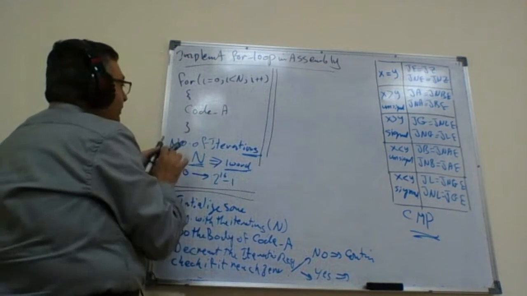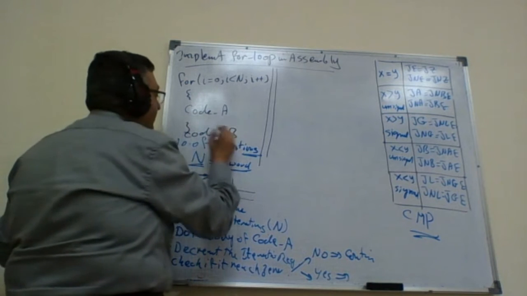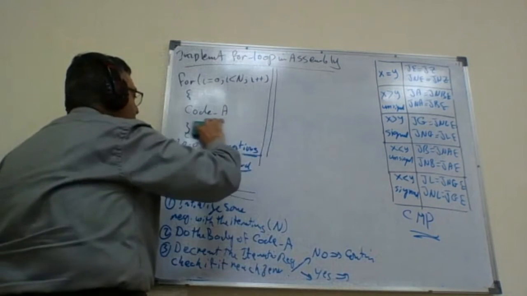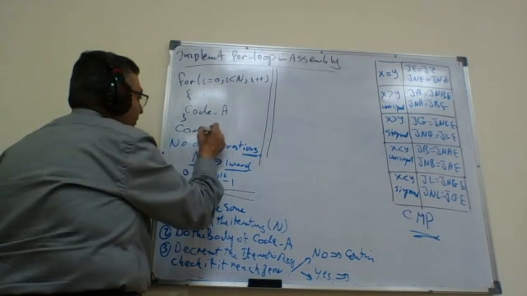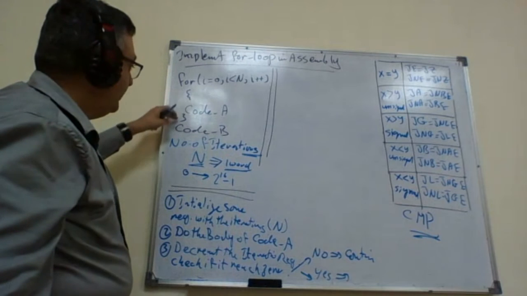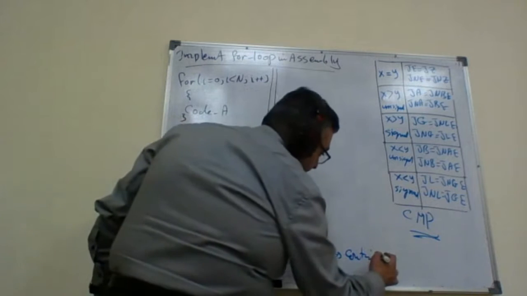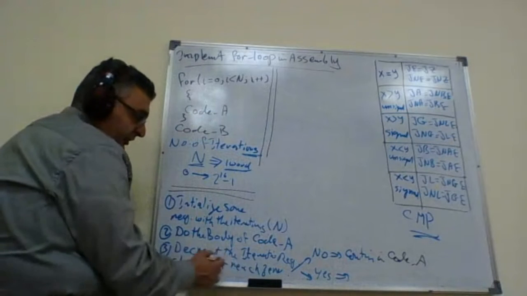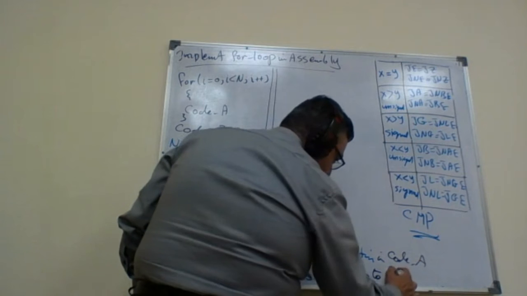Next comes the code after that. If I have code B, it comes after the for loop code. Let me rewrite it here: I have the brackets, and here I have code B. So I have a for loop where code A should be repeated n times, and then code B. We will continue in code A. If it reaches 0, then go to code B.